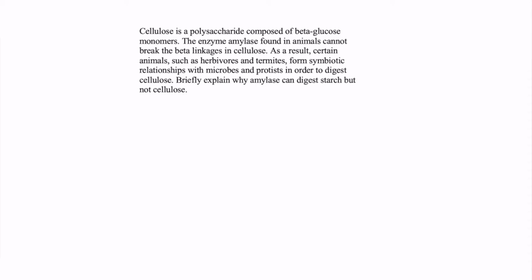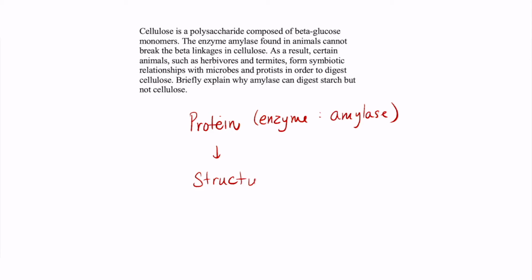So guys, when we take a look at this question, it's really asking, why does this protein do one thing but not other things? So this protein, which is our enzyme, specifically is going to be amylase. Well, it's going to perform its function on account of the fact that it has a particular structure. And the structure of amylase is going to allow its interaction with starch, which is then going to break down those alpha glucose linkages in that starch. However, cellulose, with its beta linkages, with beta glucose monomers, well, they're going to be shaped differently.